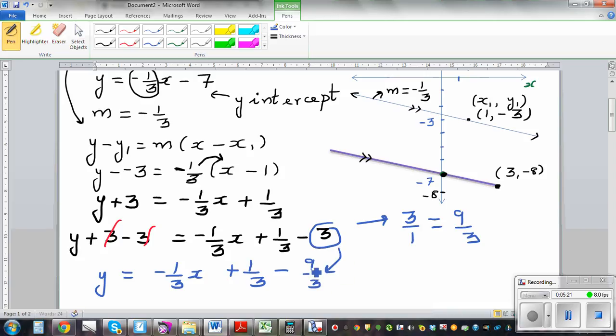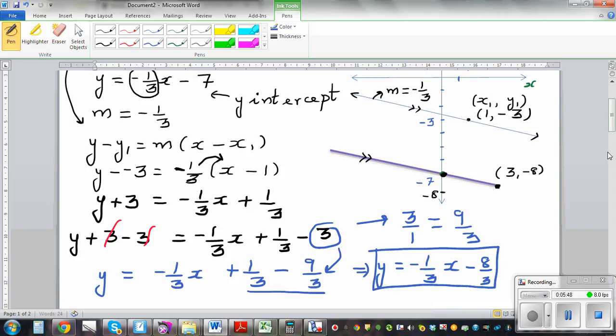Basically, 9 over 3 is 3. And now you can simplify this. So the final answer is y is equal to negative 1 over 3x, or use your calculator, negative 1 third, take away 3, would be negative 8 over 3, to be exact. Okay, and this is the exact answer.